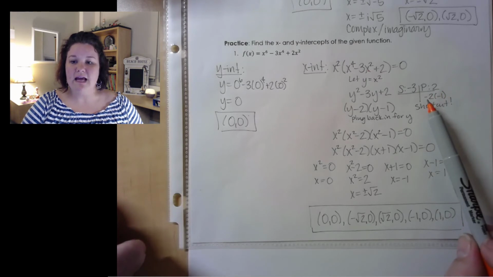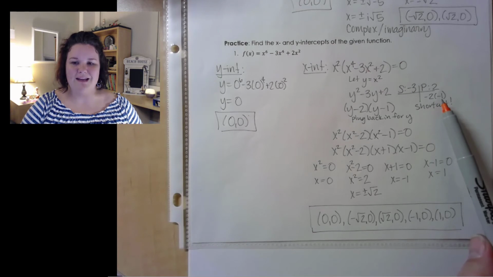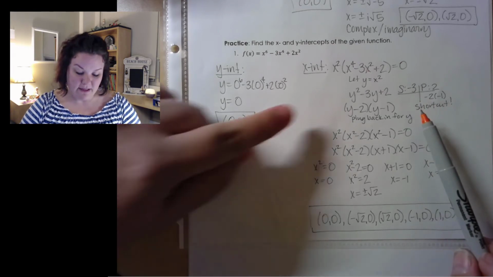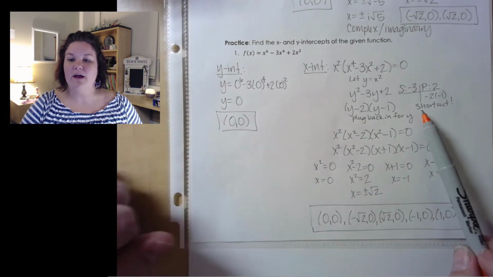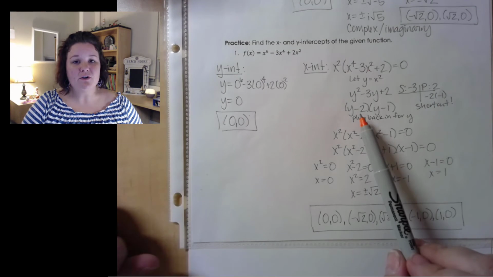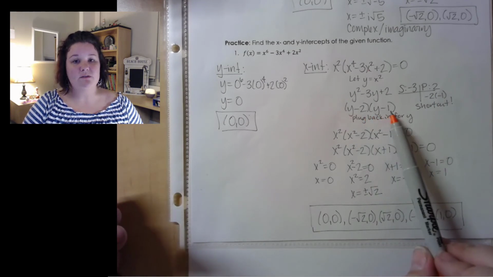So I need to use -2 and -1, which multiply to +2 and add to -3, right? And because my leading coefficient is a 1, I can go ahead and use my shortcut. So I'm just going to plug those numbers into my factored quantities. So this will factor into y minus 2 times y minus 1.